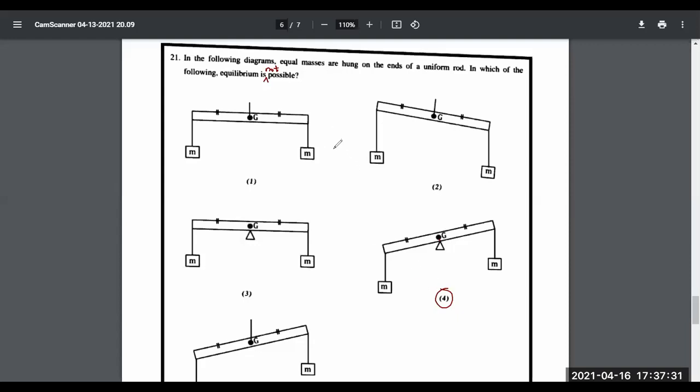In the English medium paper, there's an error in translation, unfortunately. Okay, so they should give you all marks for this.